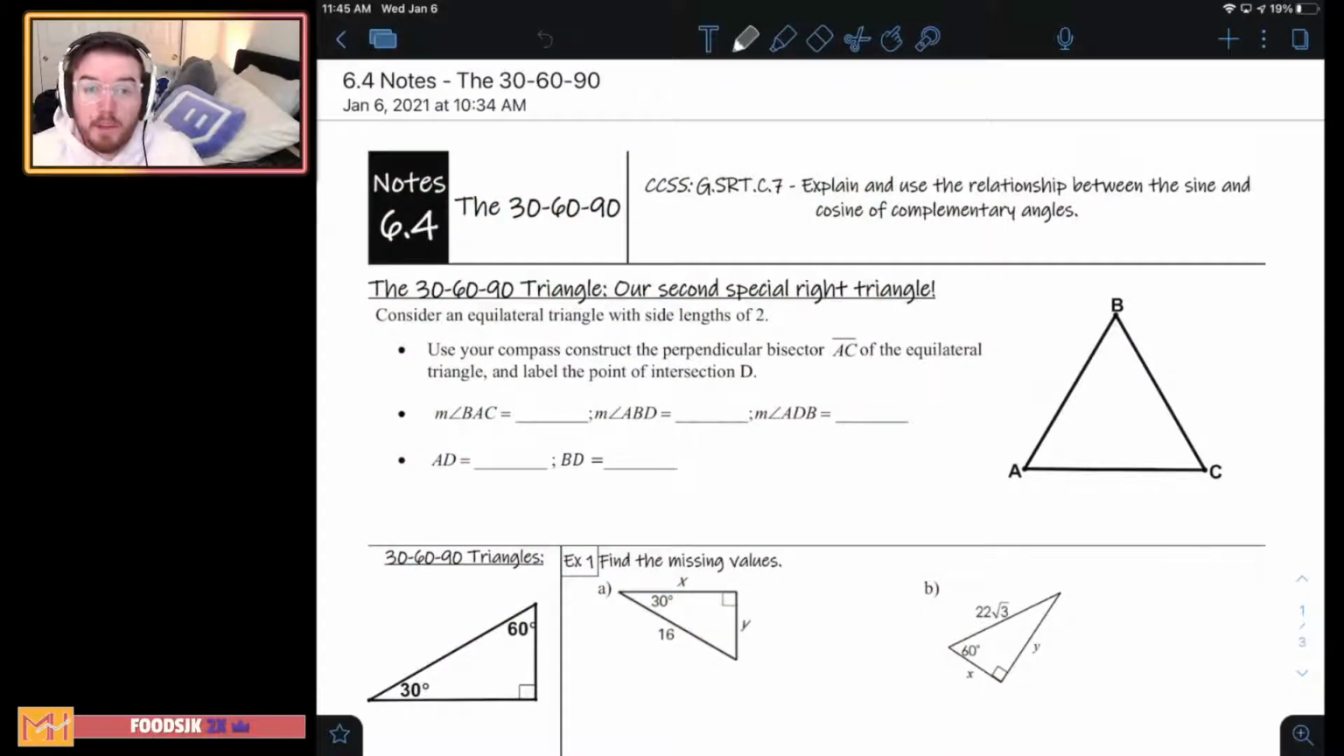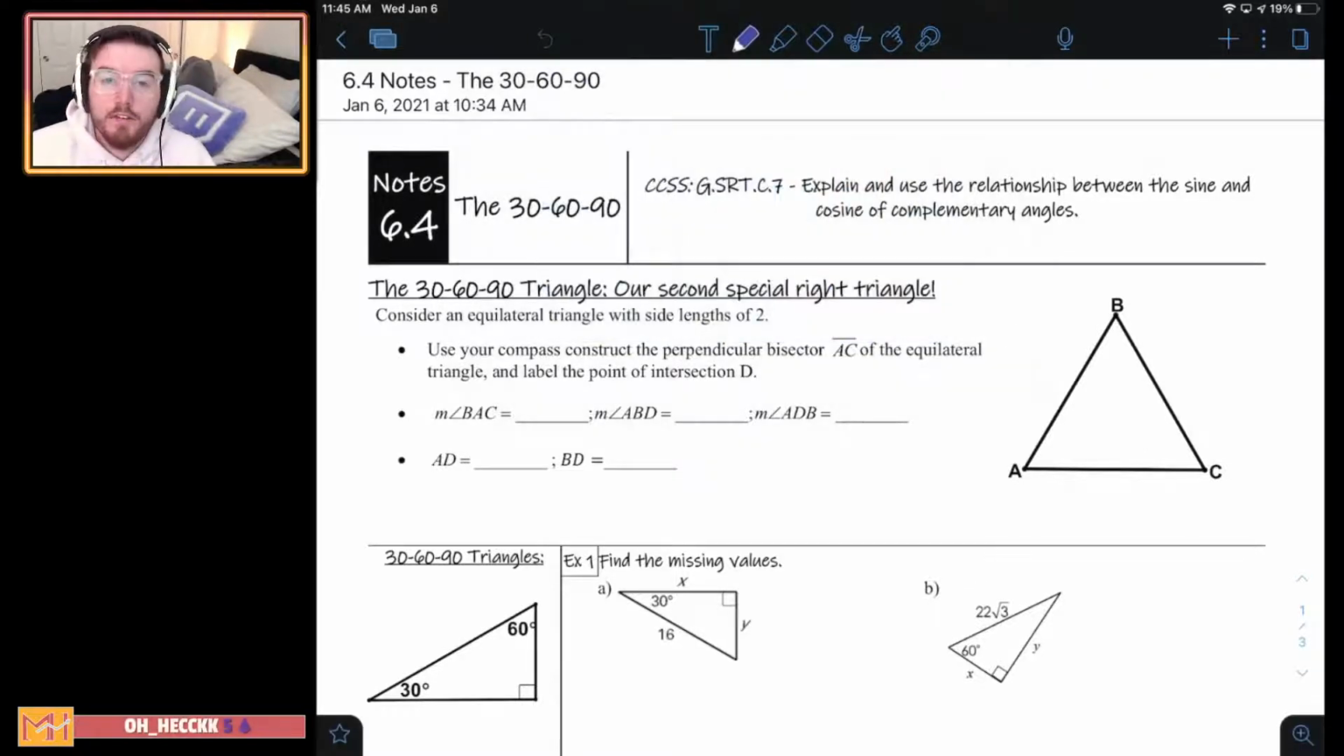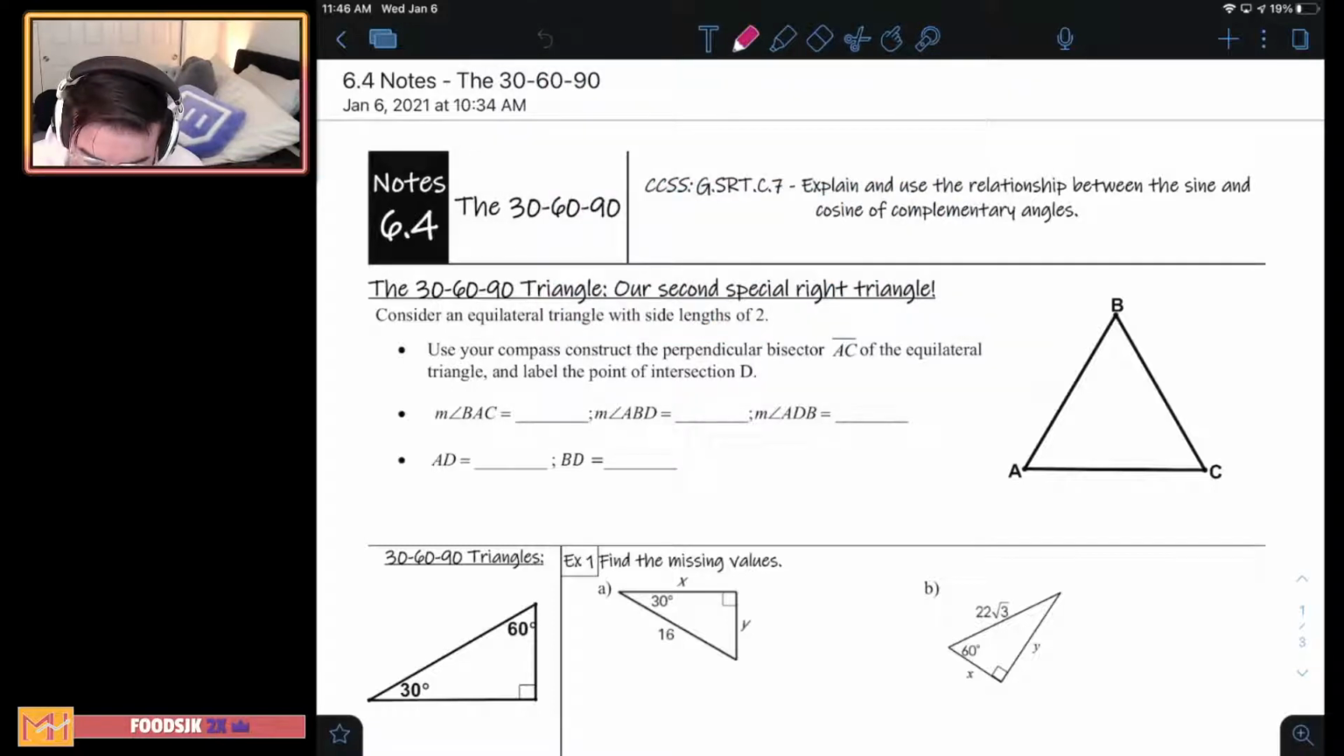So, the 6.4 notes. What did we just look at in the 6.3 notes? We looked at the 45-45-90 triangle. Well, now we're looking at 30-60-90 triangles. Notice it's still a right triangle because of the 90-degree angle, okay? So let's dive in to what we're going to see here.